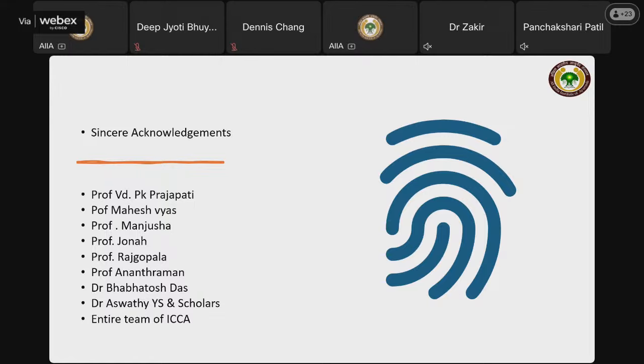My sincere acknowledgements to Professor Vaidya P.K. Prajapati sir, who is the director, Professor Mahesh Vyas, who is the Dean of PhD Studies, Professor Yogesh Badwe, who is the Dean of PG Studies, Professor Manjushree madam, who is Dean of Delhi University, Professor Jonas sir, who is Dean of International Coordination, and my dear Professor Raju Gopala sir, who is the Dean of the International Coordination Cell of Ayurveda. The entire study was the brainchild of Dr. Anantaraman, professor and head of the Department of Panchakarma, and it was held and conducted by Dr. Babdosh Das from THSTI, and completely conducted and very meticulously documented by my PhD scholar, Dr. Ashwati, and the scholars of the Department of Panchakarma who helped in conducting this work very well. I also thank the entire team of the International Coordination Cell of Ayurveda, including Dr. Manish and Dr. Varun, for giving me this opportunity to conduct the study. Thank you very much.